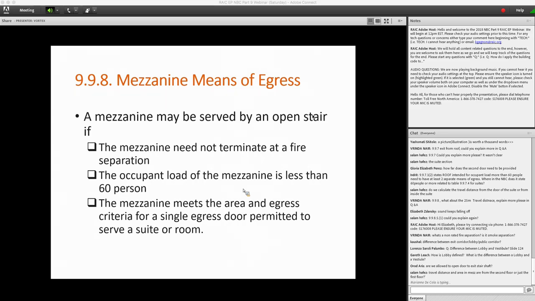So if you look at 910.4.1, it discusses when mezzanines are not considered as stories. And mezzanines that are not considered as stories are not required to terminate at a fire separation. We shall get back to that under the fire protection section of this presentation.